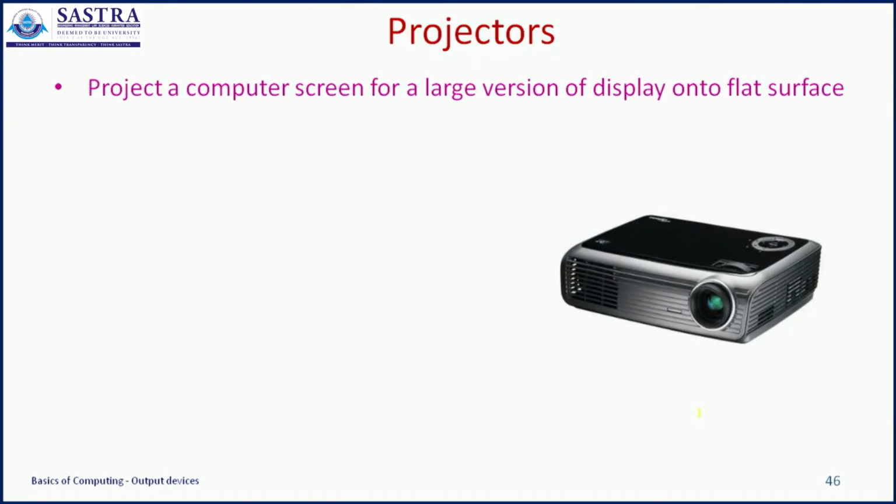So far, we have seen three types of displays: the CRT, which is the cathode ray tube display, the LCD, which is the liquid crystal display, and the LED, which is the light emitting diode display. There are different kinds of LED displays available now. We call them AMOLED, which is active matrix LED, or QLED, which is quantum LED. These kinds of AMOLEDs and quantum LEDs are available in the market now. Next, let us move on to the projectors. Projectors project a computer screen as a large version of the display onto a flat surface.